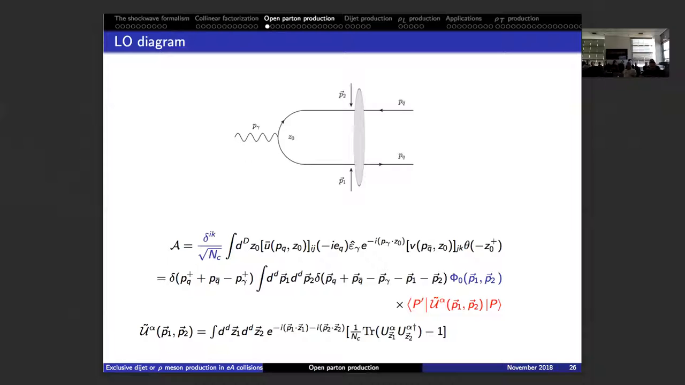My leading order diagram for open heavy quark production is just the photon splitting into a quark-antiquark pair. For these lines, I'm using my effective Feynman rules, which give me the convolution with one Wilson line here, the adjoint Wilson line here. And since I'm doing exclusive diffraction, I will just trace them and act on the target fields. So I have the off-diagonal dipole already at limit, and that's my convolution.